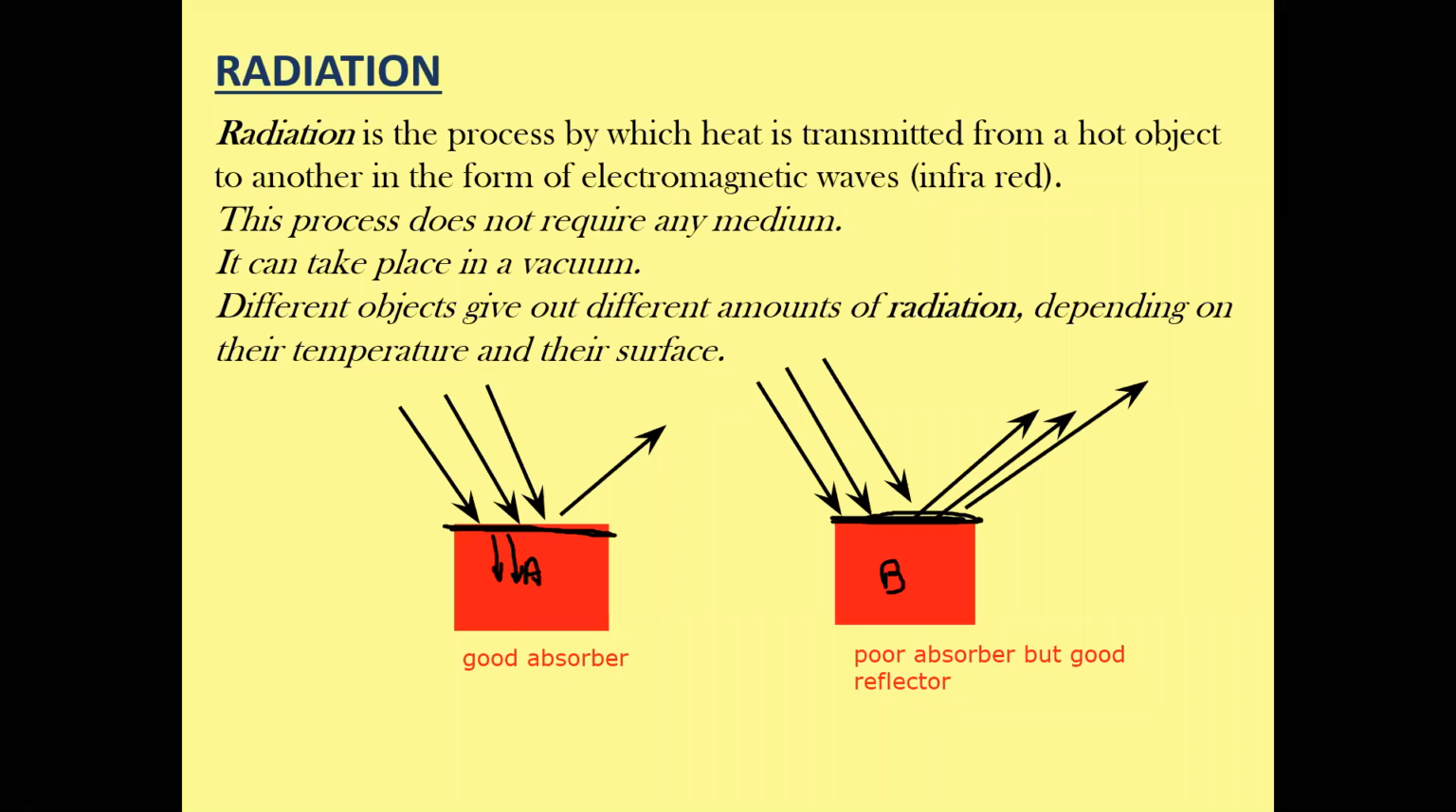But when we compare the emitters, which one is a good emitter? The good absorber is always a good emitter, because it absorbs two energy radiations and after some time it will release them. But B does not absorb any energy, so it will not release any energy. So a good absorber is always a good emitter, and a poor absorber is also a poor emitter, but a good reflector. Is it clear? Yes.